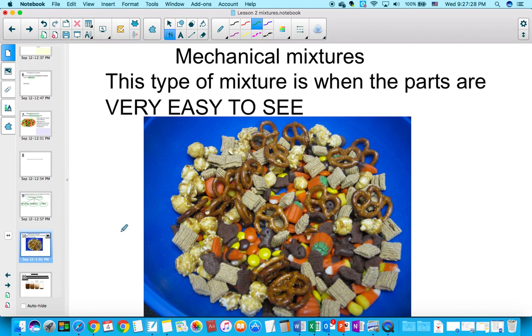Mechanical mixtures, again, just like before, the trail mix, this is when the parts are really easy to see. The parts aren't blended in. You can see in this trail mix, pretzels and Shreddies and candy and Reese's Pieces and popcorn. You can point out at each different part. If you can look at it and go, well, that's a different part, and that's a different part, and it's very easy to see, then you have a mechanical mixture. It's just trail mix. If it looks like a bunch of stuff scattered in one area, it's a mechanical mixture.